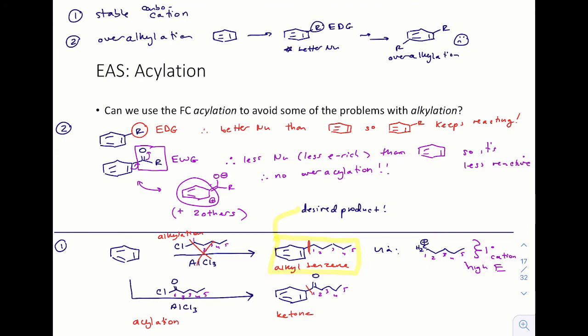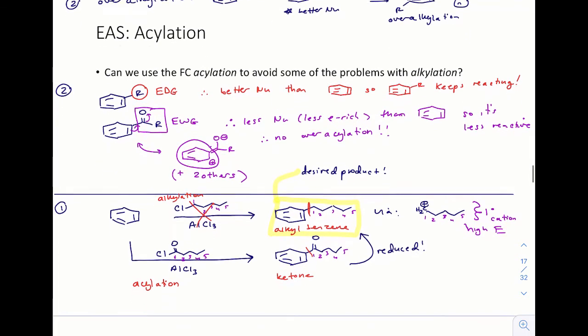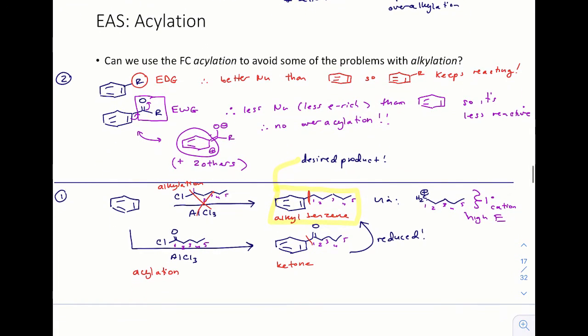So now the ketone must be reduced to generate the alkyl benzene. Do we know how to do that? What do you think? Do we know the reagents to convert the ketone to the alkyl benzene? Oh, we do. Not directly yet, but we do. We could reduce the ketone using lithium aluminum hydride followed by a dilute aqueous acidic workup to yield the secondary alcohol. Right? That is one way that we know of to reduce ketones.